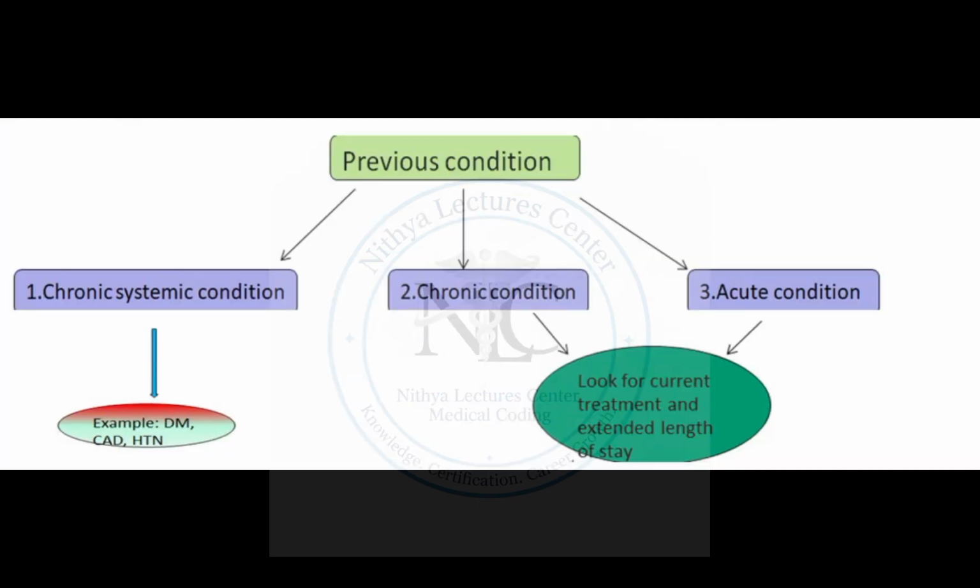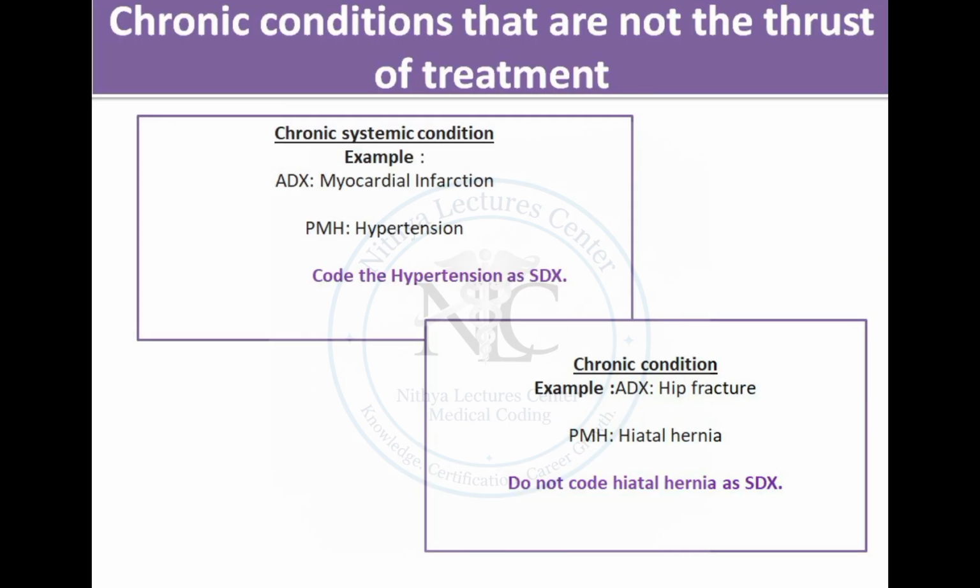Now let's see one important guideline. For chronic systemic conditions such as diabetes mellitus, CAD and hypertension, we can code these as an SDX. For a chronic condition or acute condition, we have to look for the current treatment, extended length of stay, clinical evaluation, diagnostic workup; all the SDX guidelines we have to check for. I will give one chronic systemic condition example. If the patient is admitted with myocardial infarction and has a past medical history of hypertension, we can code hypertension as an SDX for chronic condition alone.